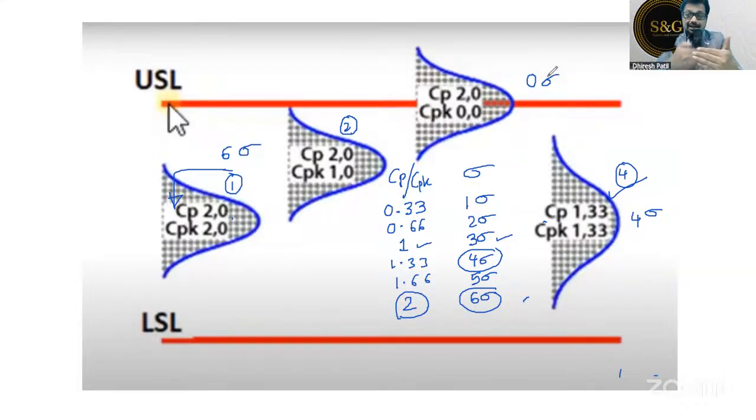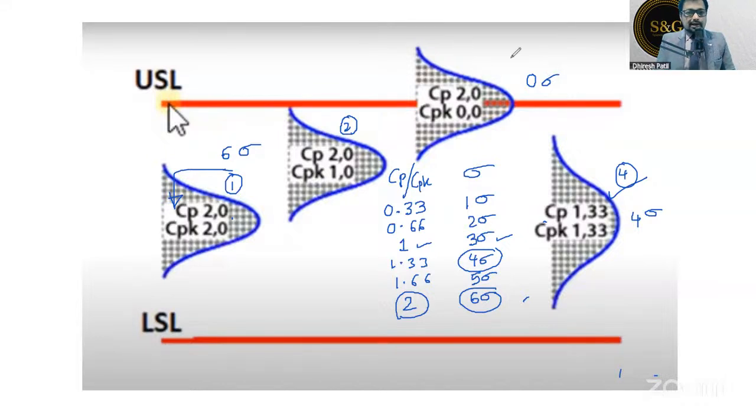See, internal defects are the indicator of external defects. Understand this? When internal defects go up, then only external defects will increase, or rejection, the customer complaints will come. So internal rejections are the indicator of external rejection. So you have to immediately take actions. That's why short-term process capabilities are very, very important.